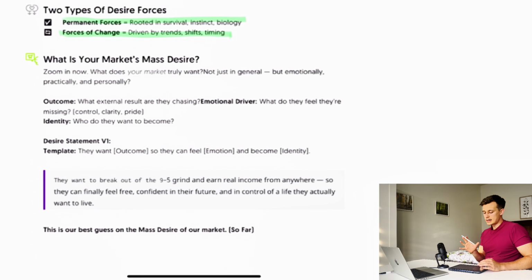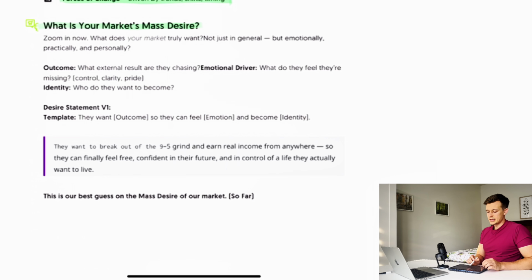Now that we understand what desire is, what is the mass market desire that you can target? So we can go ahead and zoom in. What does your market truly want? Not just in general, but emotionally, practically, and personally. Mass market desire can be broken down in first principles to outcome, emotional driver, and identity. So what are the external results that these people are chasing as a group? What is the emotional driver? What do they feel they're missing? Control, clarity, pride, any type of emotions here. And what identity do they want to become? We want to harness onto a specific outcome with a specific set of emotional drivers and a specific identity that these people want to become. That big mass market desire comprised of these three things, that's showing us what exactly we want to get people to.